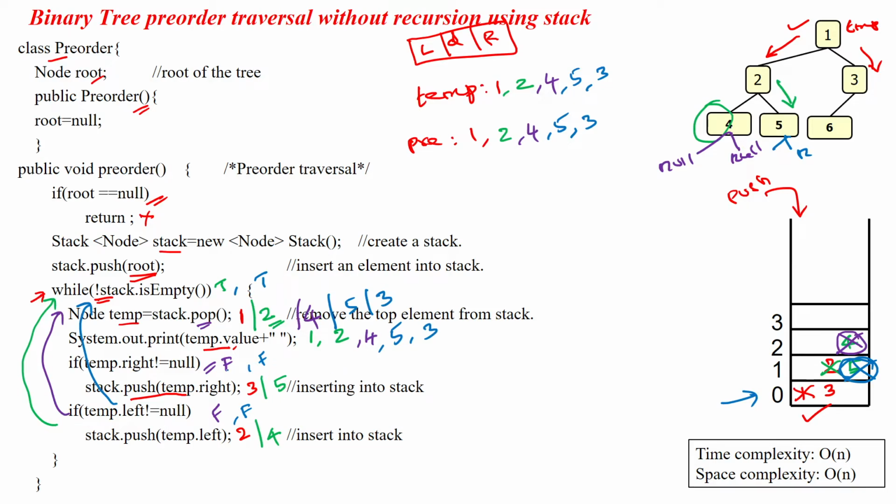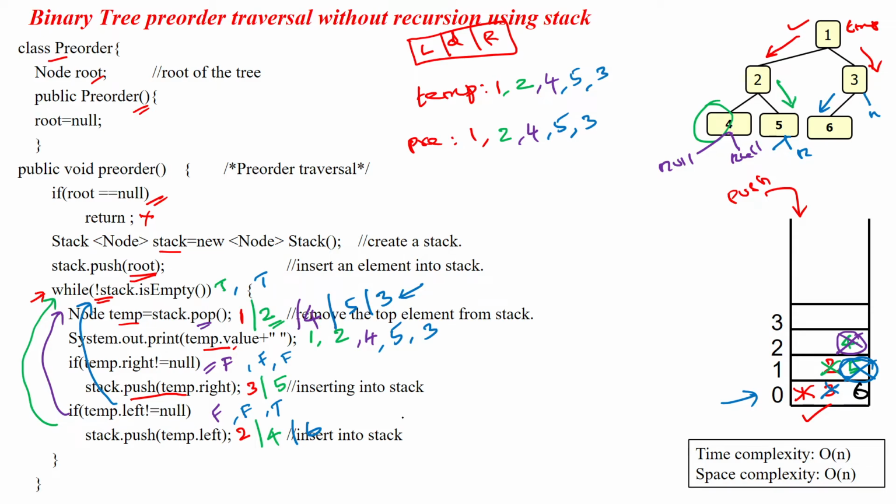Then we are checking temporary dot right not equal to null. So here for 3, temporary dot right not equal to null is false, so it is not executing. Then temporary dot left is checked. For temporary dot left we are having the 6. So this is true, so we are inserting the 6 into the stack. Already 3 is popped in this step, so the stack will be empty now. So 6 is inserted at the bottom of the stack, because now all are empty. So now 6 is there.